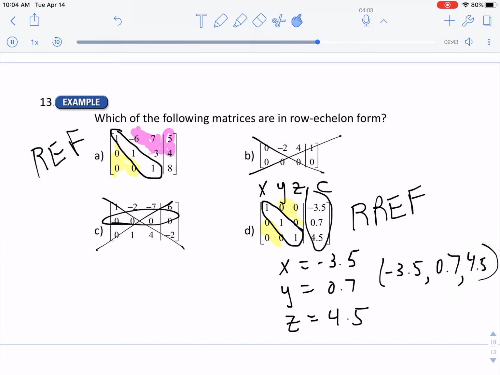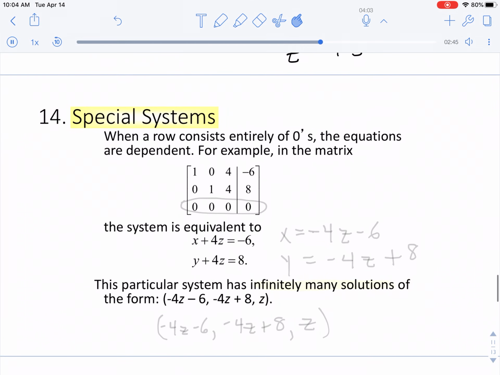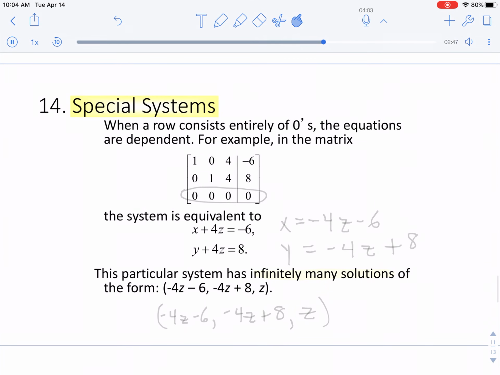All right, let's look at some special systems. When a row consists entirely of zeros, so notice this bottom row is all zeros, then that's equivalent to saying that x plus 4z equals negative 6 and y plus 4z equals 8. So this particular system has infinite solutions. And then you can describe the infinite solutions.